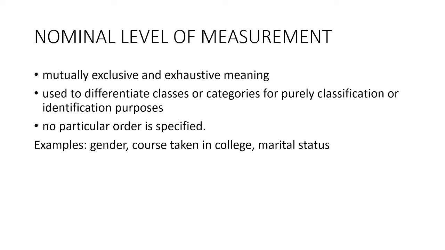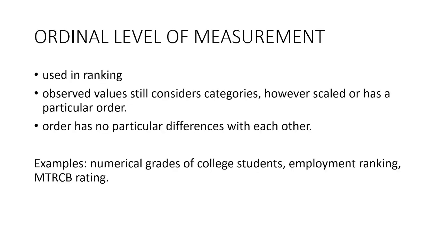So the next level will be, kung wala tayong order for the nominal, yung next natin meron na. Ordinal level of measurement is used for ranking. Its observed values still consider categories, but are scaled or have a particular order. The order has no particular differences with each other, like numerical grades of college students. By numerical grades, yun yung ano natin, 1.00, 1.25, 1.50, 1.75, and so on and so forth.